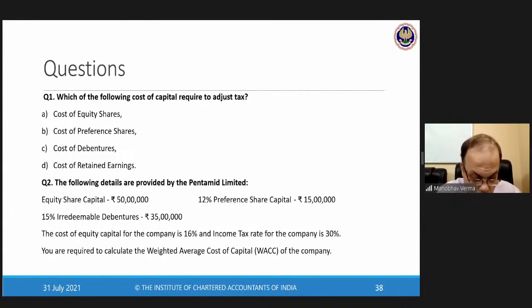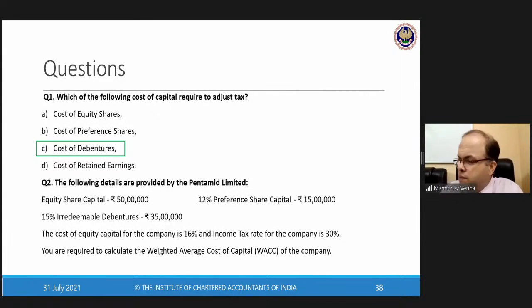Okay, everyone is telling me C for question number 1. That was a simple cakewalk, right? Question number 1, which of the following costs of capital requires a tax adjustment? That is the cost of debentures, because other sources of capital are sometimes more costly but less risky. We discussed this many times.